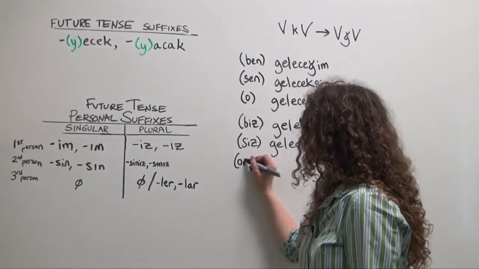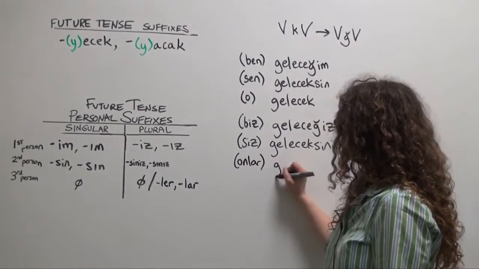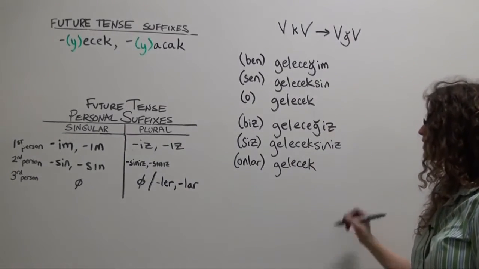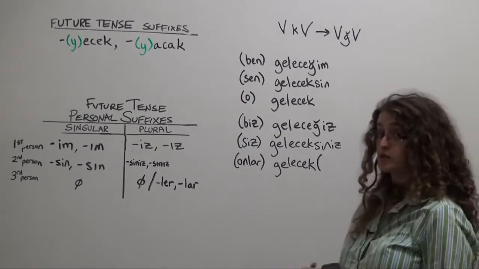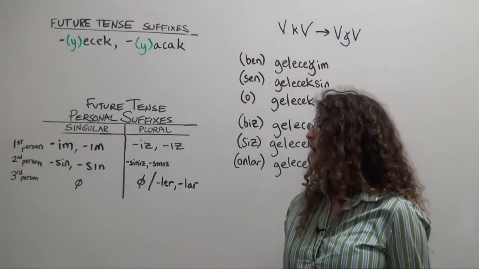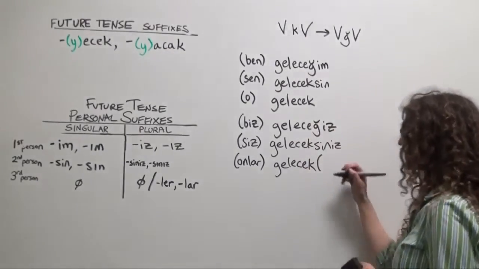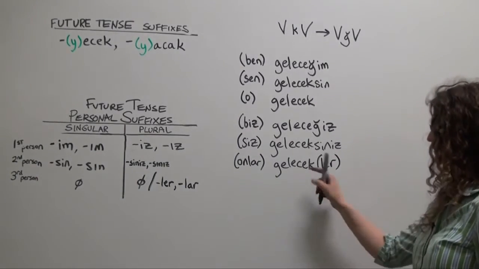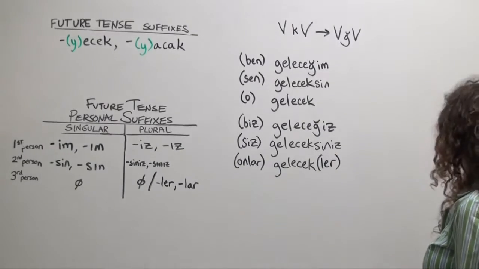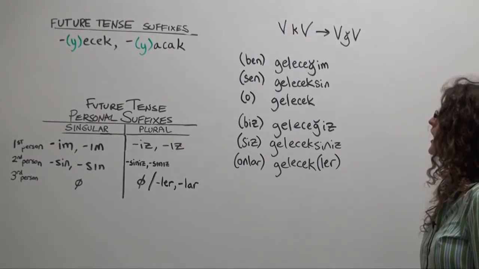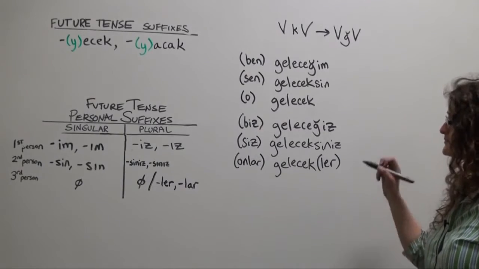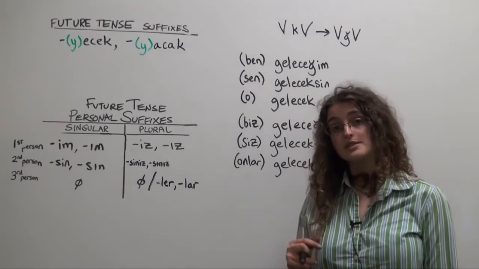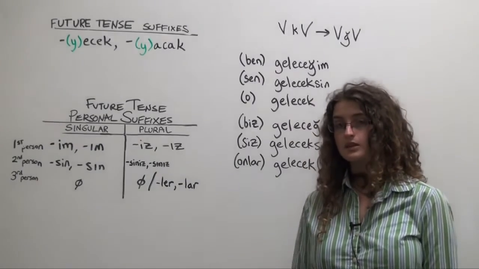And finally, onlar gelecek. They will come. Or we have the option of adding, according to the rules of two-way vowel harmony, our familiar plural suffix. So we can also say onlar gelecekler, they will come. With or without, it has the same meaning and is equally correct, depending on context.